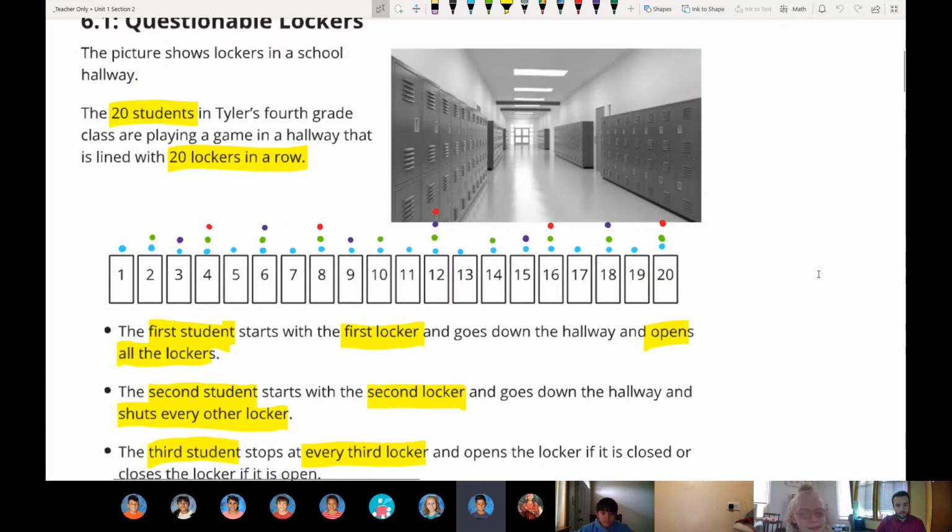Okay, who can help me with 5? I have to start over on colors. Okay, I'll start over. Alan, you want to do this one? The 5th student would touch 5, 10, 15, and 20. Thank you. Ariana, do you want to do 6? They would touch 6, 12, 18. Very good.